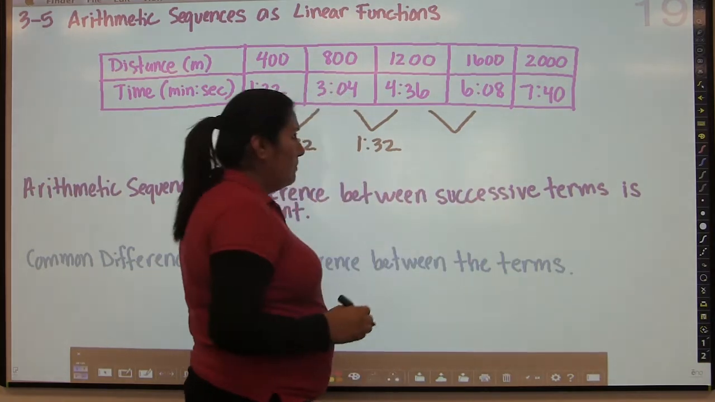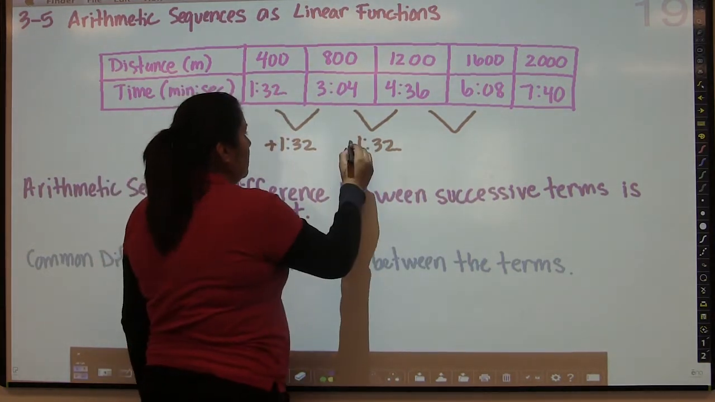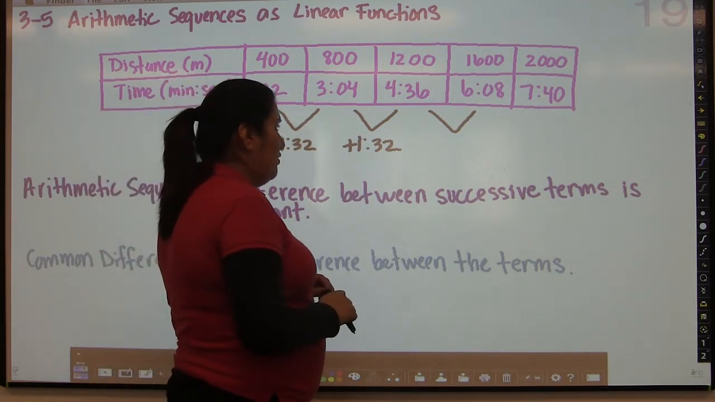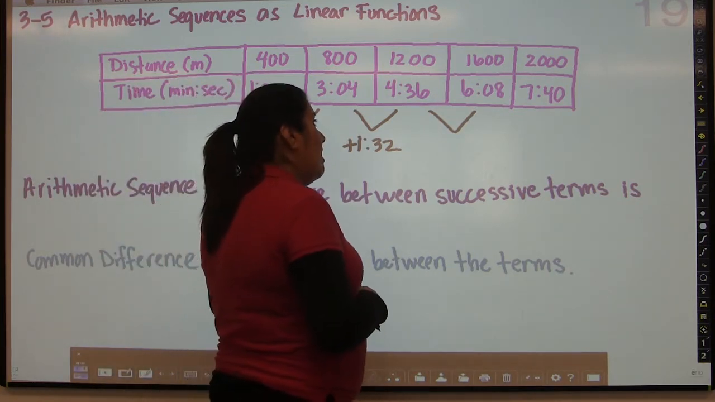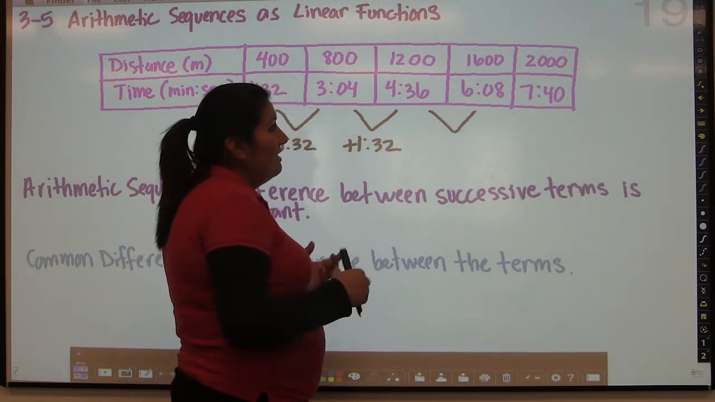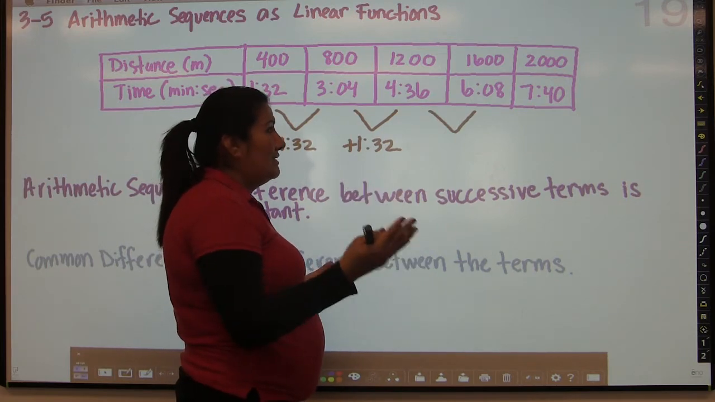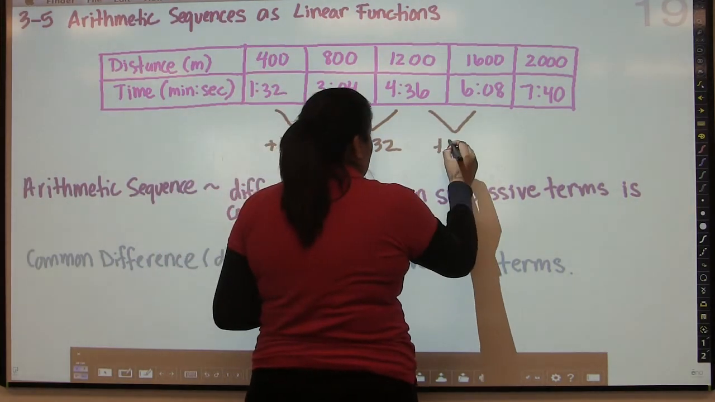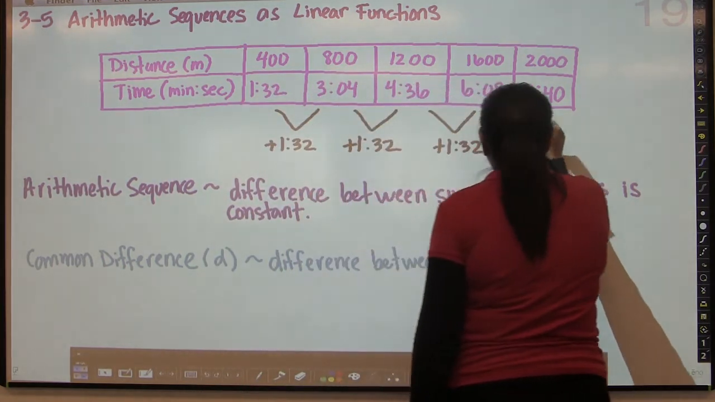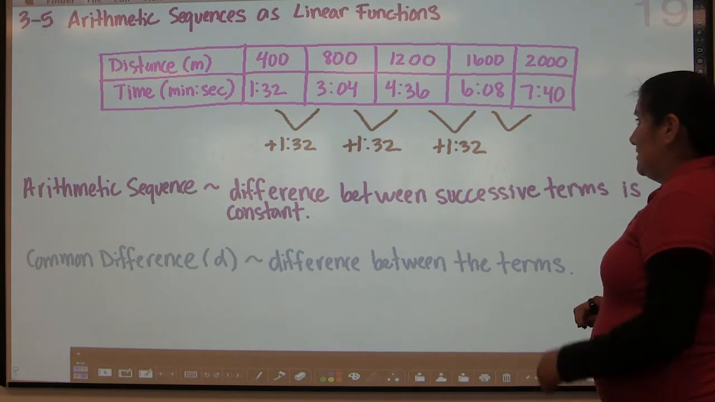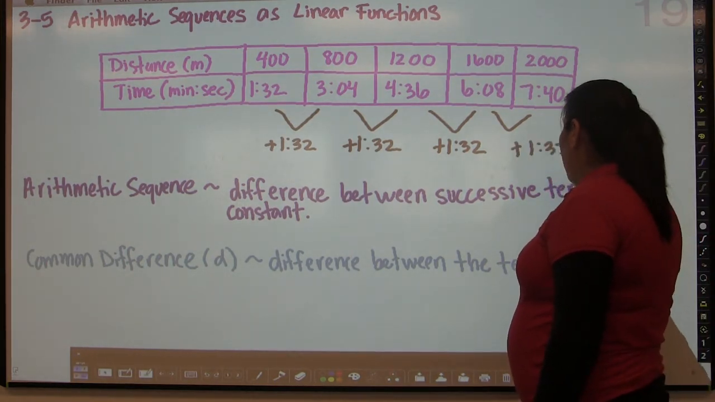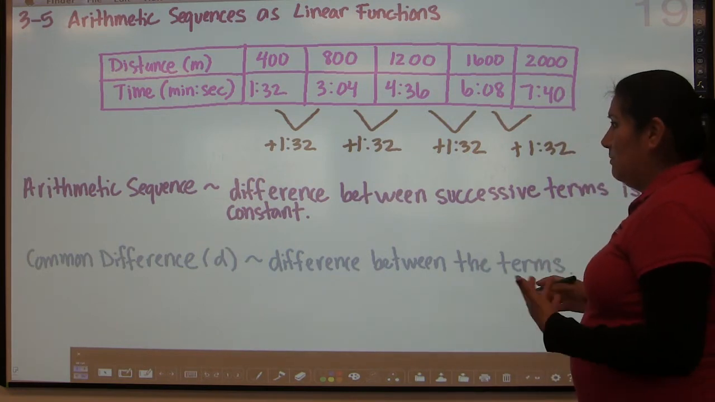As I compare the next two numbers, if I add a minute and 32 seconds to 4 minutes and 36 seconds, I'm going to get 5 minutes. And let's see, 36 and 32 is going to be 68. So again, the 68 is going to bump it up an extra minute. So now we're at 6 minutes and 8 seconds. So again, we're adding a minute and 32 seconds. And then the last one, if I add another minute and 32 seconds, I'm going to get to 7 minutes and 40 seconds. So each time, I am adding the same amount of time, which is a minute and 32 seconds.